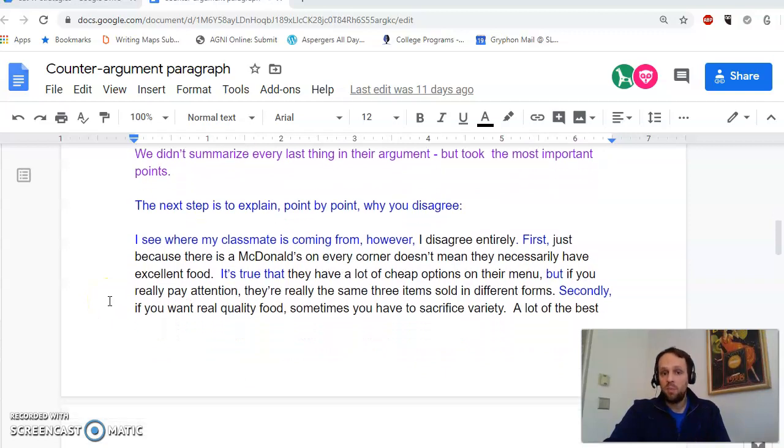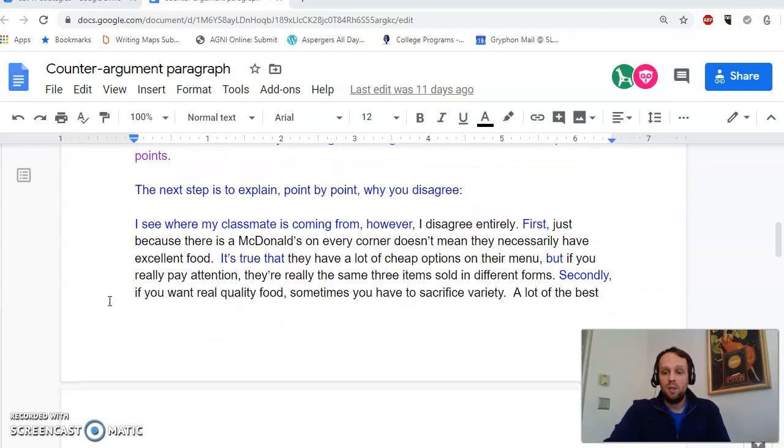The next step is to explain point by point why you disagree. And that's one reason it's important to be clear in your summary, because you want to go point by point, step by step, explaining this is what they said, but this is why I disagree. And that's how you're going to use their argument to boost yours.